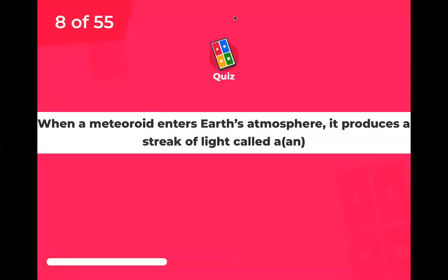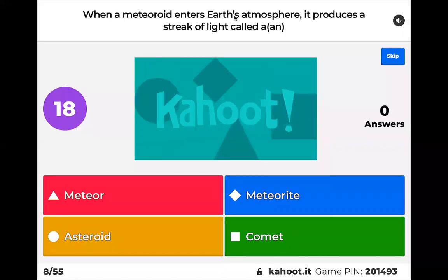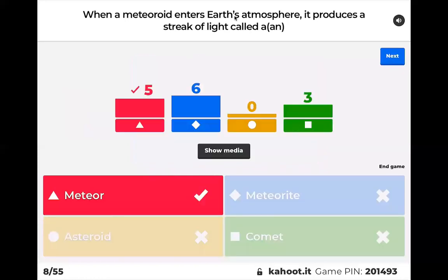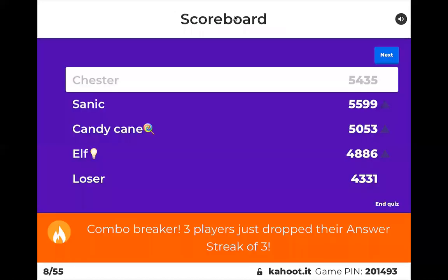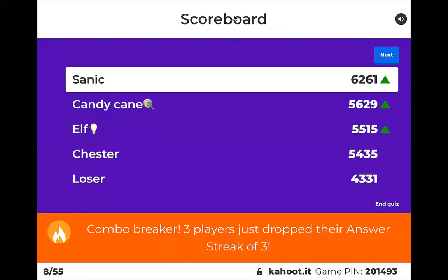When a meteoroid enters Earth's atmosphere, it produces a streak of light called a meteor, asteroid, meteorite, or comet. What was the question? It's at the very top. Oh, I'm sorry, it's blocked. When a meteoroid enters Earth's atmosphere, what's it called when it goes through the atmosphere? Yes, a meteor. Okay.